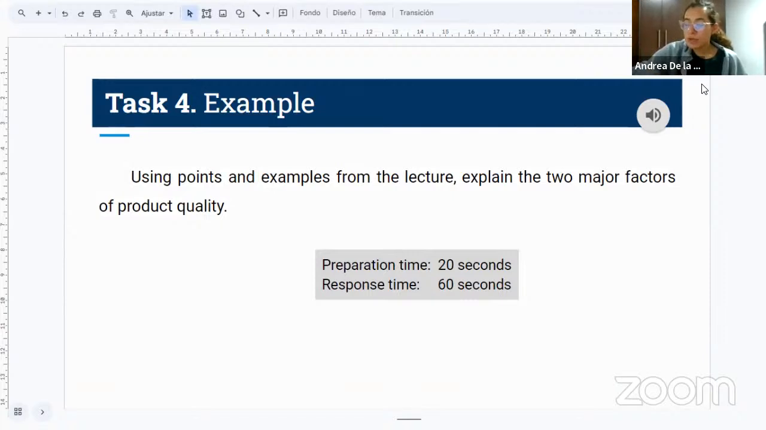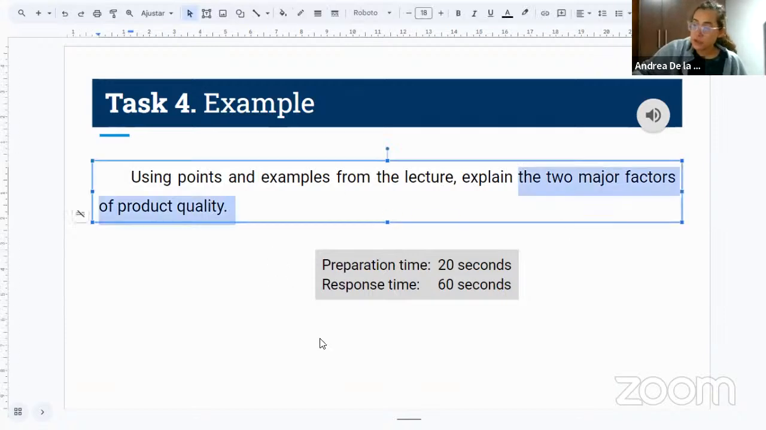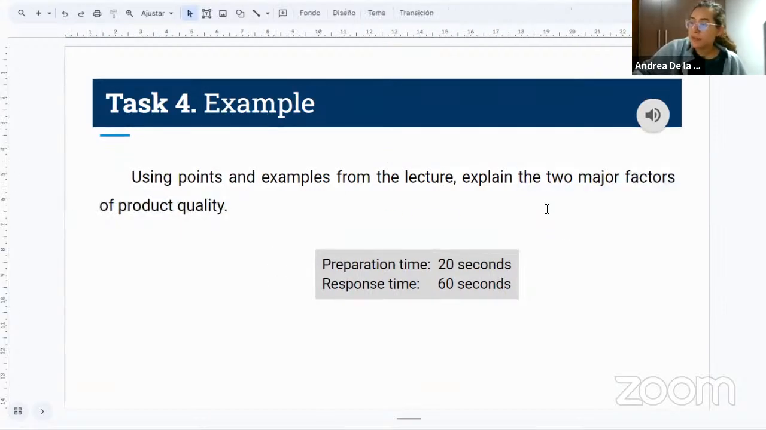So the reason why I told you not to take any notes is because I don't want you to get confused. You will get the question on your screen after you finish listening to the lecture. And if you notice, the question says, using points and examples from the lecture, explain the two major factors of product quality. You will always have the topic in the question. This was the topic, the two major factors of product quality.